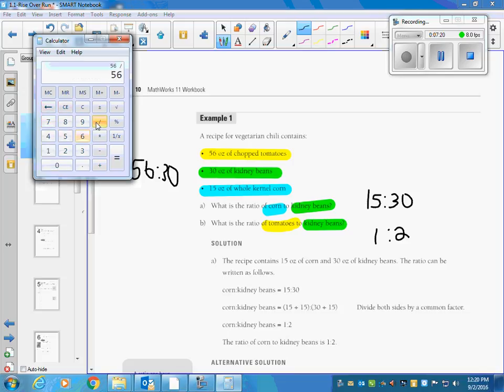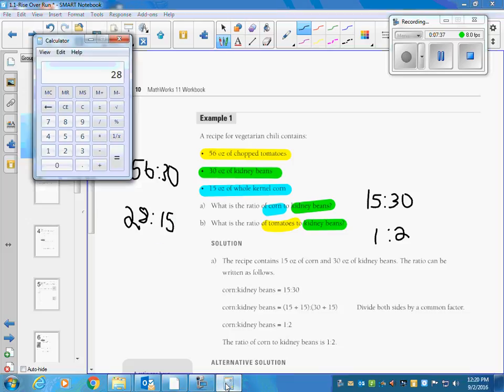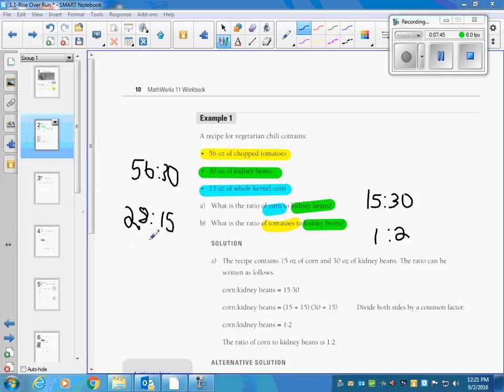Okay, so let's clear this. 56 divided by 2 is 28. Okay, so 28. Oh, sorry about my writing there. And 30 divided by 2 is 15. Okay, so we have 28 to 15. Now we have to decide, can we fix any of them to make them smaller? 28 divided by 3, because 15 divides by 3. No. You can check, but that's probably the lowest it can go. So the ratio of tomatoes to kidney beans is 28 to 15.